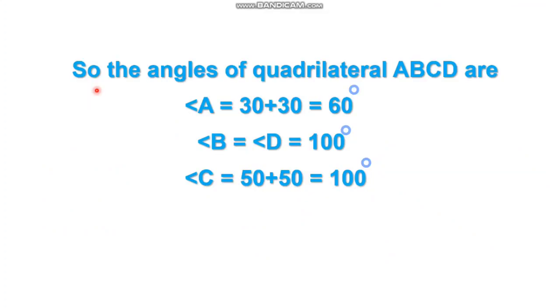So the angles of quadrilateral ABCD are, angle A is equal to 30 plus 30, 60 degree. Angle B and angle D are equal. So angle B is equal to angle D is equal to 100 degree, and angle C is equal to 50 plus 50 is equal to 100 degree.